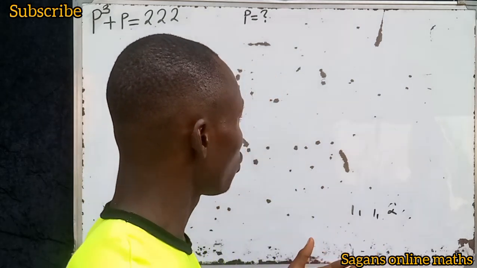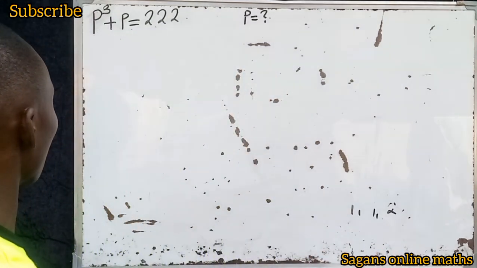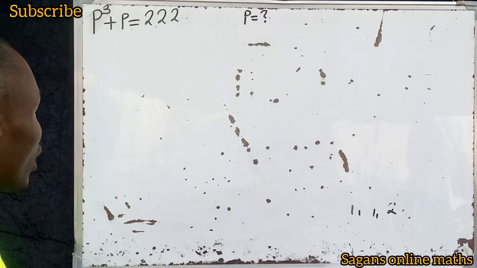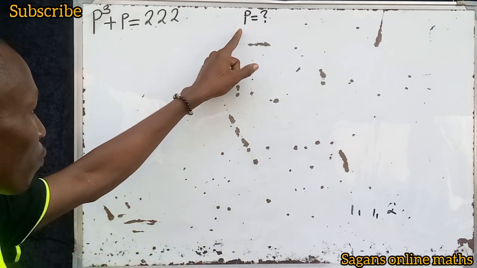Okay, now look at this beautiful question on the board. We're given that p to the power of 3 plus p is equal to 222. We are asked to look for the value of p.